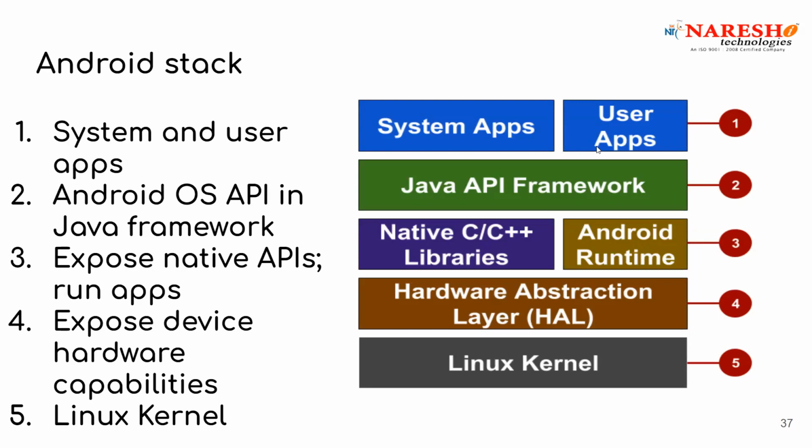Okay. Now here comes the hero of the picture. Java API framework. This Java API framework lies in the second layer of your system architecture. What is this Java API framework? Let's talk about it in detail. Let us understand what an API is first.